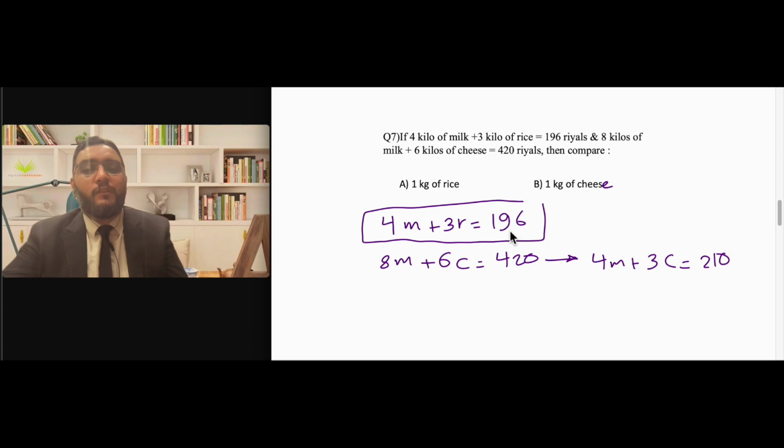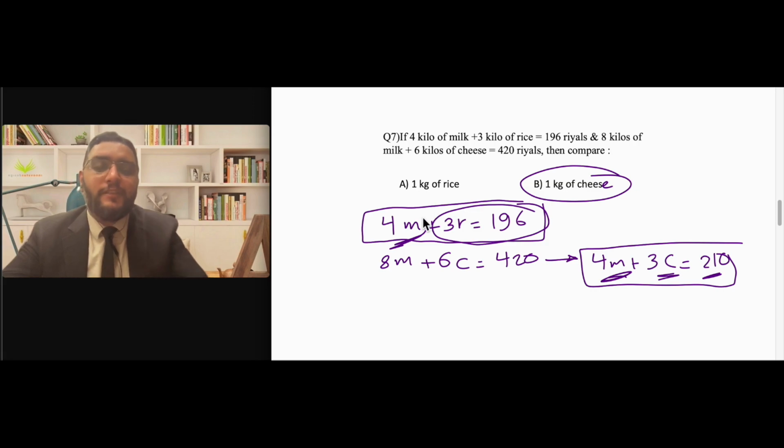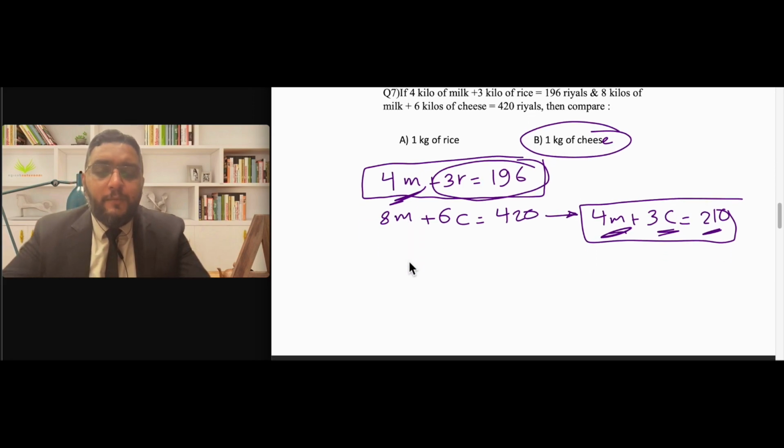Now we have the first equation, 4m plus 3r equals 196. And the second one, with the common 4m, is 3c plus 210, which is greater. 3 kilograms of rice equals 196, or 3 kilograms of cheese equals 210. I think cheese is greater. Makes sense. Okay, so the answer is B. Let's move to another question.